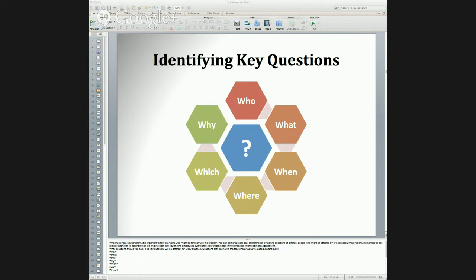Questions that begin with the following are always a good starting point: who, what, which, where, when, why, how. Here are some examples of more specific questions. Who initially defined the problem? What is the desired state? To what extent is the roof being damaged? Where is the water coming from? When did the problem finish, or when did the employee finish his training? How can we increase our market share? Which equipment is working?